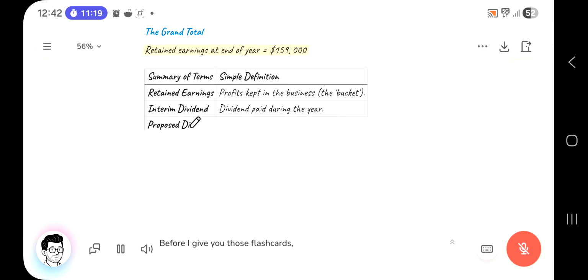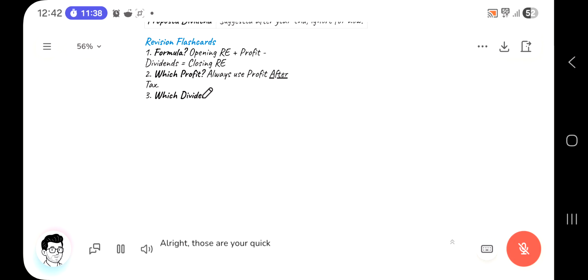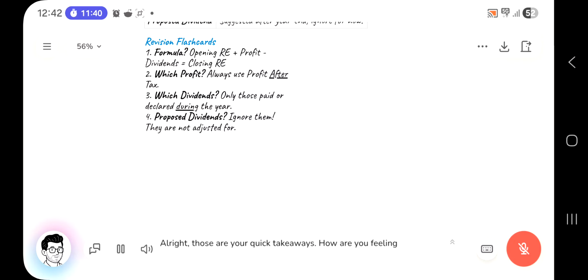Before I give you those flashcards, just a quick reminder on the common mistake. Don't touch that proposed dividend. If it was declared on January 20th, it belongs to next year's report, not this one. All right, those are your quick takeaways. How are you feeling about this reconciliation now? Do you want to try a practice run with different numbers?